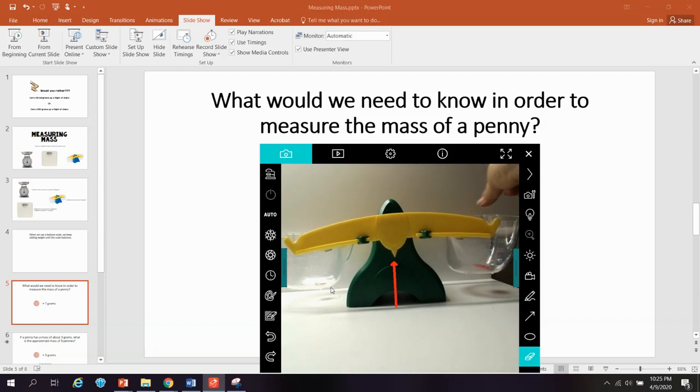just try the 1 gram weight. So I'm going to try 1. Ooh, almost. I'm going to try 2. Oh, it's so close. Let me try 3 just to see.